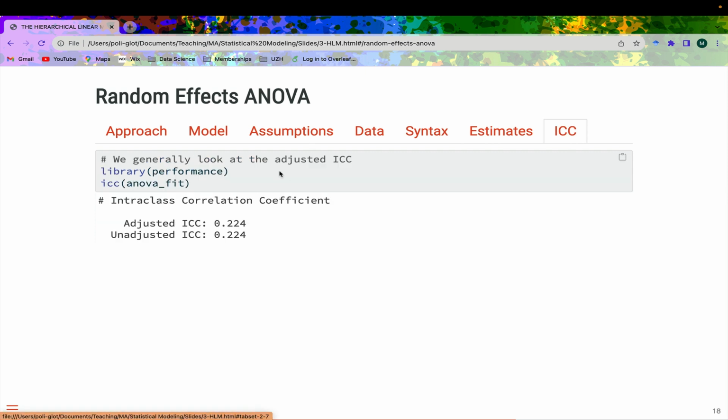For that, I use a different library, performance, and then I use the ICC command. And in fact, typically we get there two estimates, an adjusted and an unadjusted. They're the same in this particular setup. Usually that's not the case if we have more complex models, and I would recommend looking at the adjusted one in that situation. But what this number tells us here is that 22.4% of the variance in social trust comes from cross-national variation. So the fact that the country means are different. And the remaining 78% roughly comes from individual variation, the fact that individuals are different.